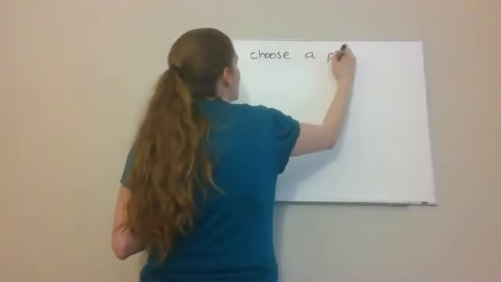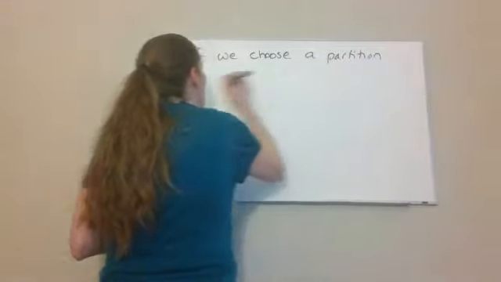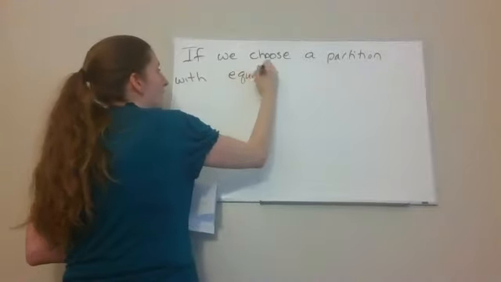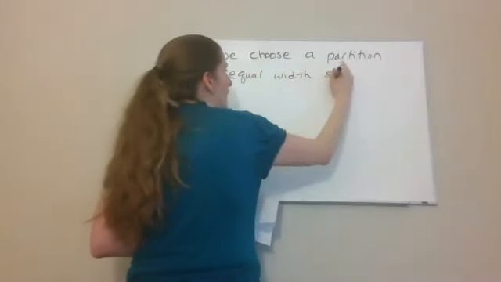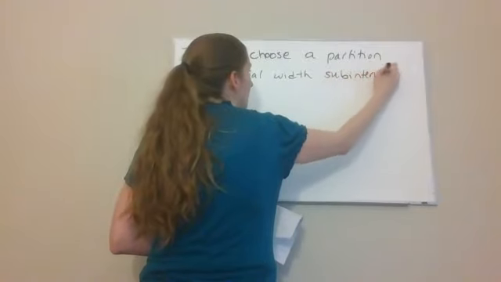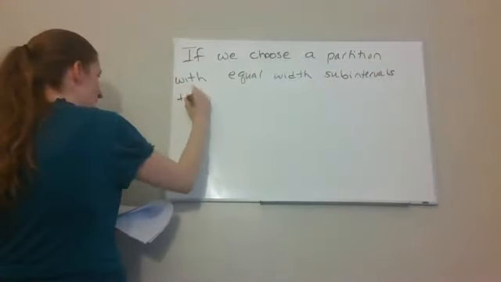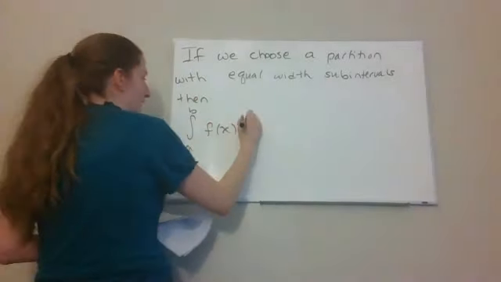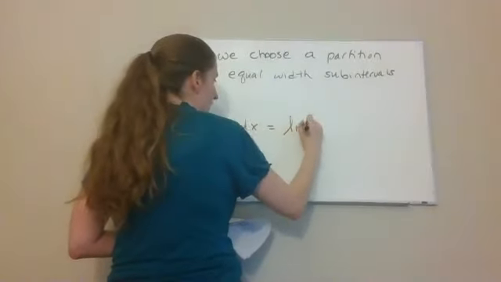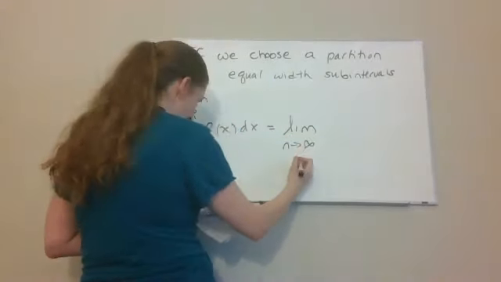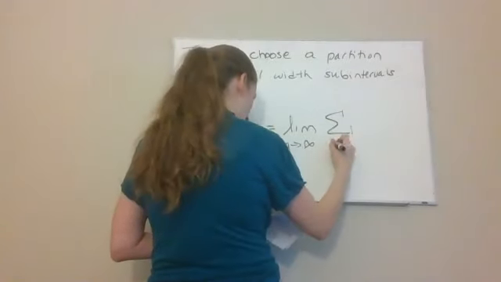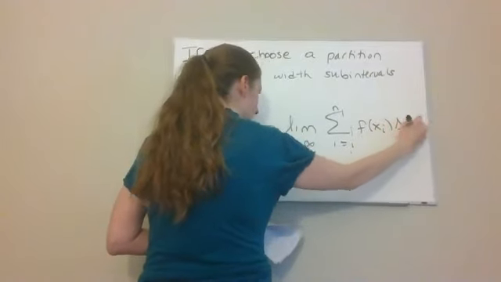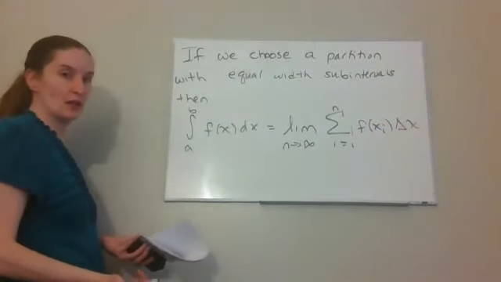So if we choose a partition with equal width subintervals, like we had earlier, then our integral from a to b of f of x dx is equal to the limit as the number of rectangles goes to infinity of the Riemann sum that we were using before. And that's usually the one that we use.